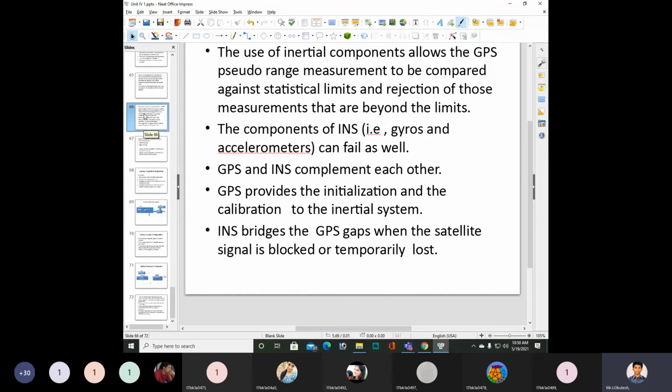The inertial navigation system, INS, bridges the GPS gaps when the satellite signal is blocked or temporarily lost.